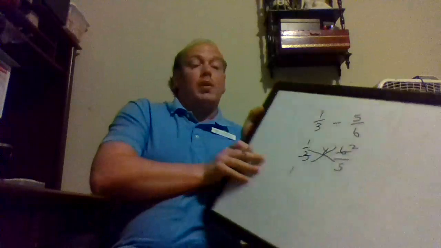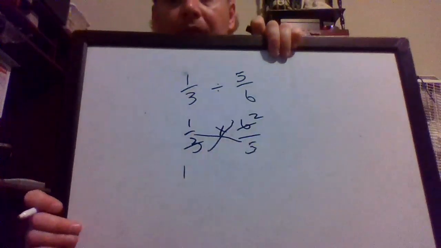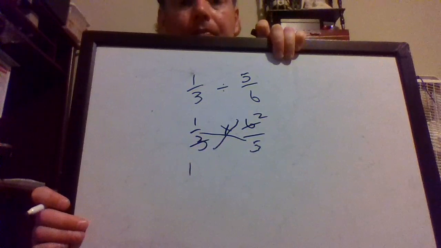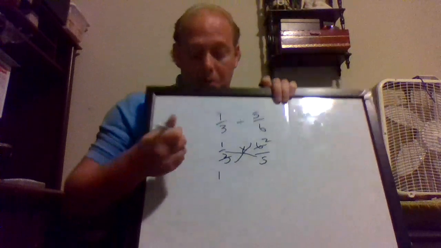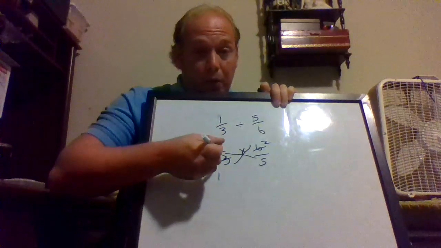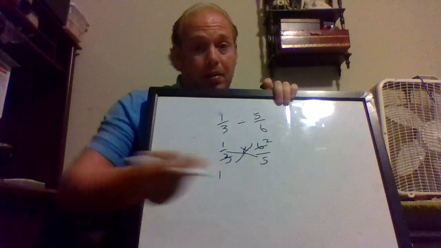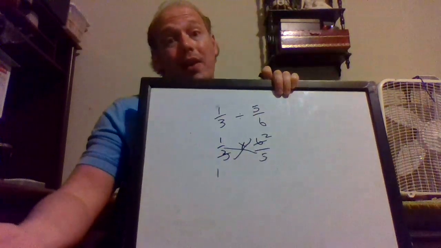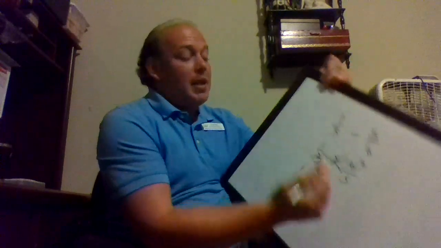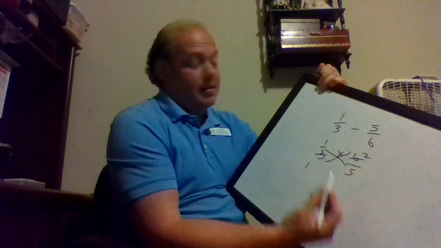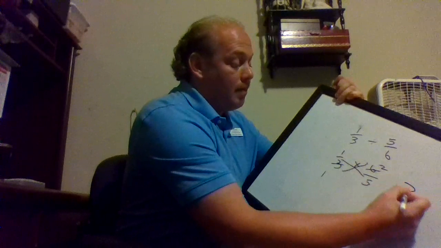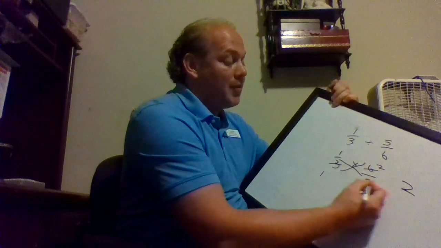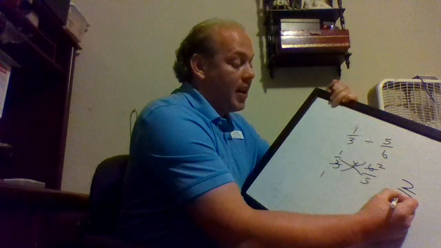Now we've got a really simple problem and we just multiply straight across. And actually we've got a really simple problem because our 1/3 became 1/1, which, as we all know, is just 1. But just to keep with the process, let's do it straight across. 1 times 2 is 2, and 1 times 5 is 5.